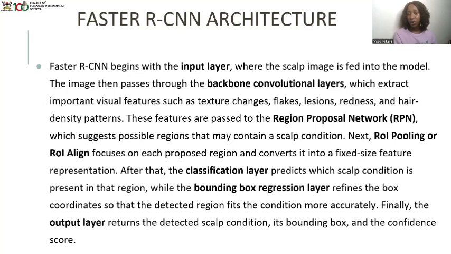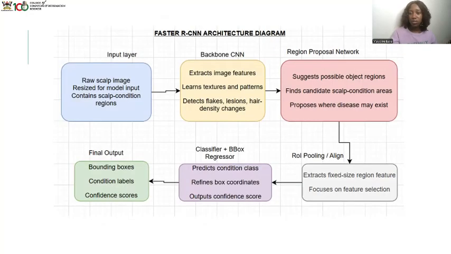It begins with the input layer where the scalp image is fed into the model. Then the image passes through the backbone convolution layers. So this is the visualization, the Faster RCNN architecture diagram. From this, we are seeing the input layer, where the scalp image is uploaded and fed into our model.